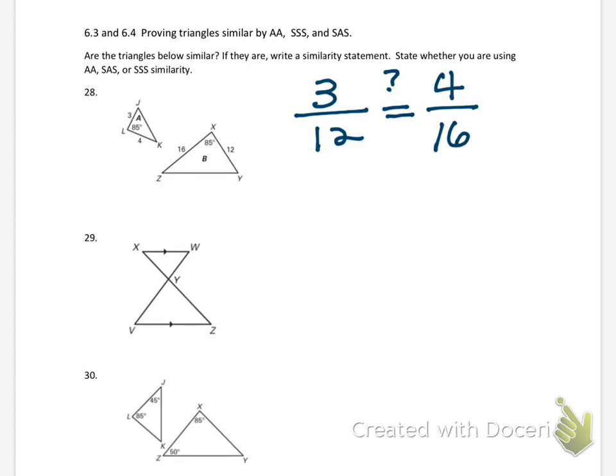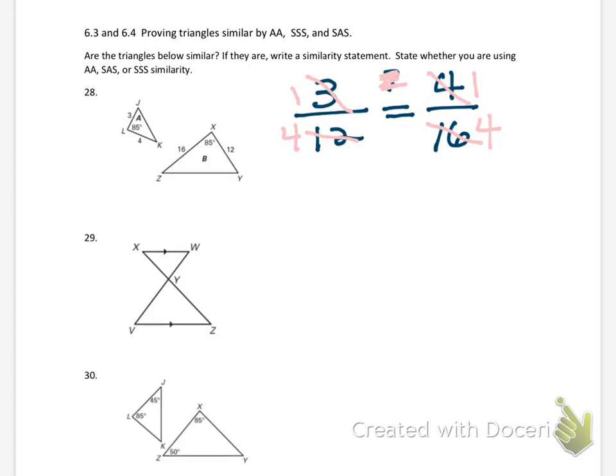Well, it looks to me like, let me just change color. I believe 3 goes into itself 1 time, 3 goes into 12 4 times, 4 goes into itself 1 time, 4 goes into 4 4 times. So therefore, yes, these are indeed proportional.